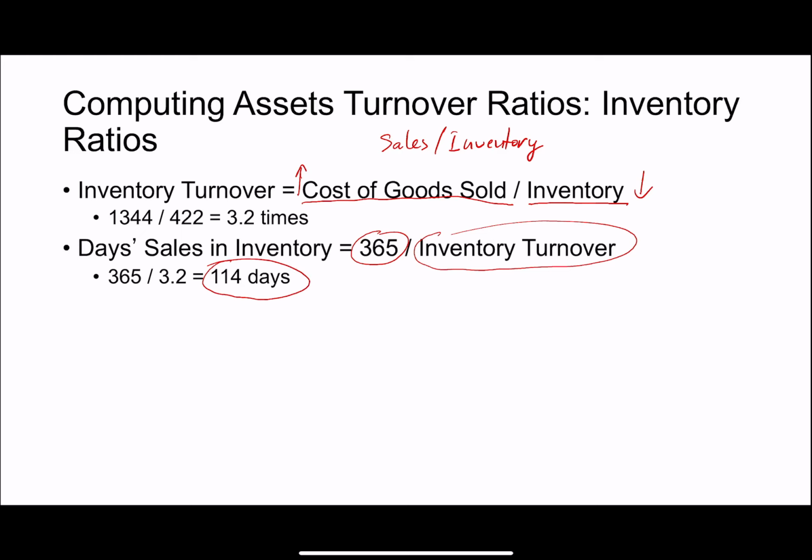And this ratio you want to be as low as possible. So again, inventory turnover, you wanted to push it up. Days sales in inventory, you want to push it down. And that makes sense because it's pretty much the opposite ratio. Okay?